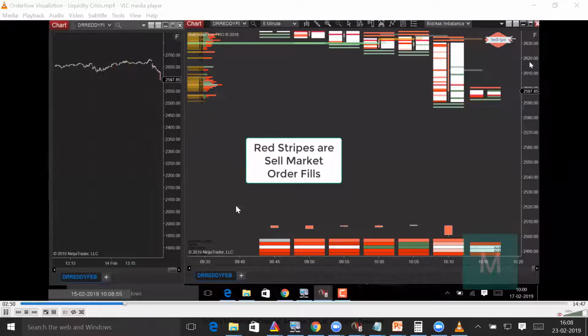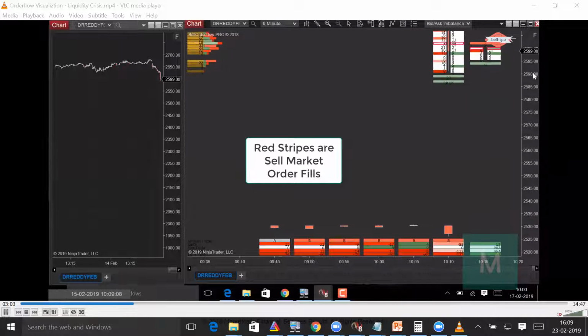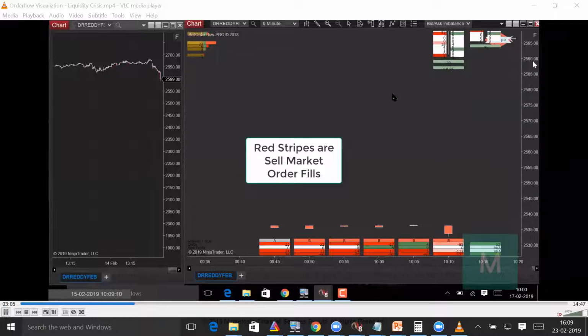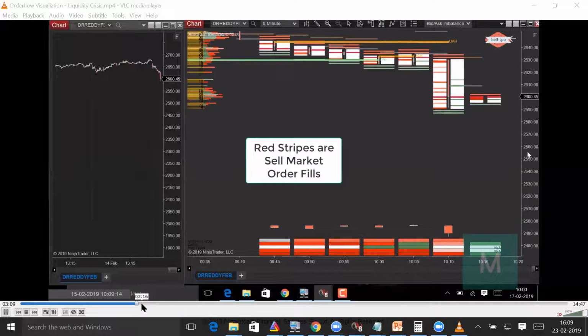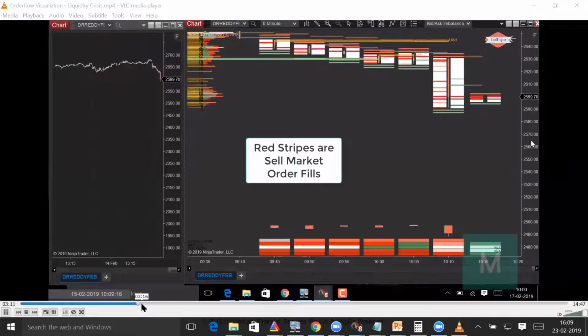Let me fast forward here. So you can see red stripes where more sell order fills are there, and green stripes are nothing but what? Momentum buyers. Look closer, most of them are filled with zeros. So it means price is traveling in a very low liquid zone.